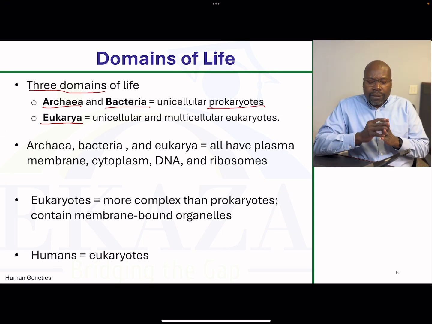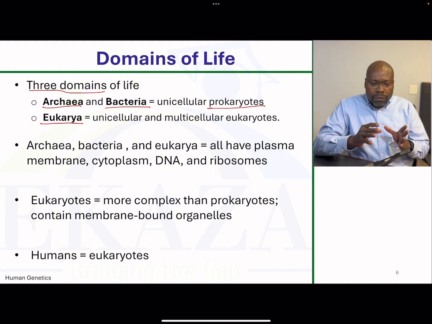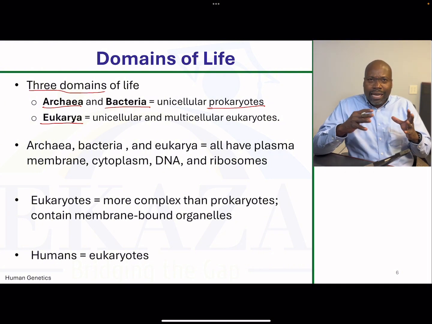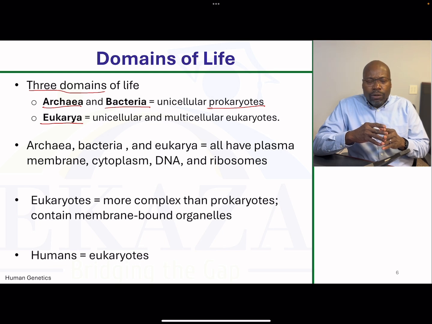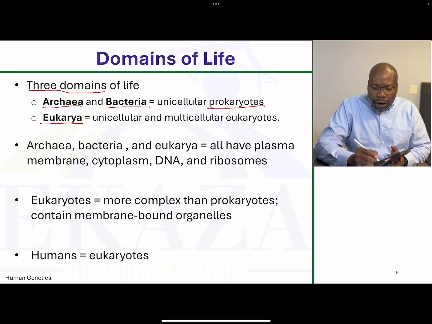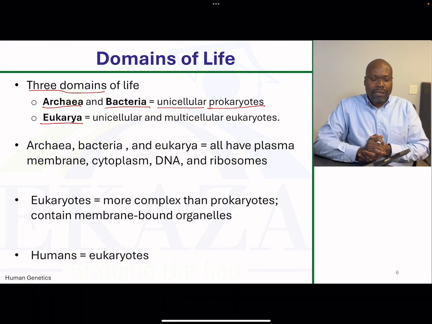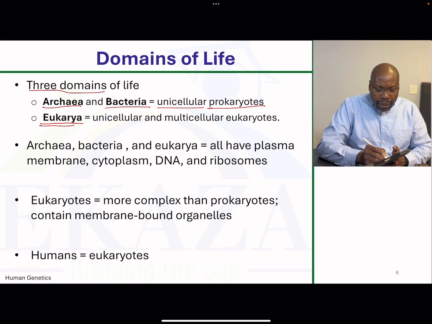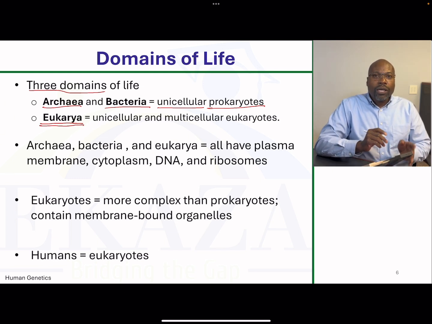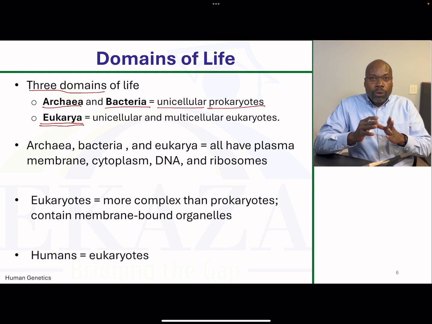These cells are characterized by the fact that they are very simple, their genetic information is not enclosed in an envelope, and they don't have membrane-bound organelles. They are unicellular organisms. In other words, one single cell is an organism, right? On the other hand, when we look at the domain of eukarya, this is where we're going to find organisms with complex cells, cells with a nucleus.